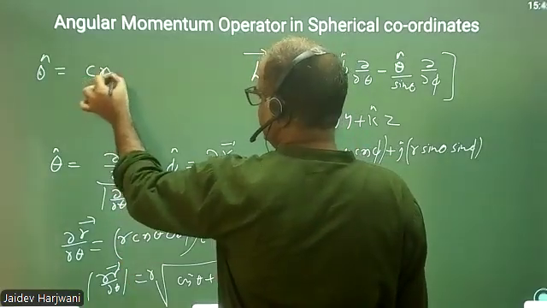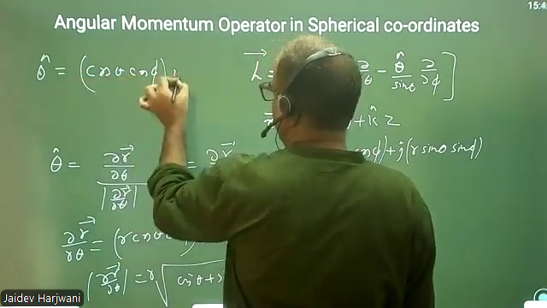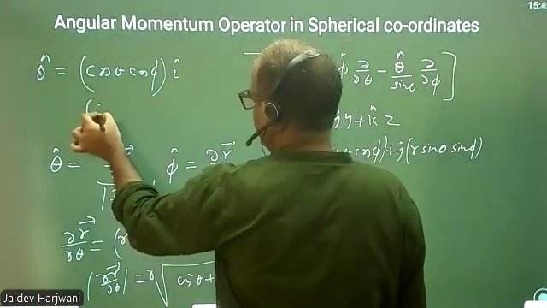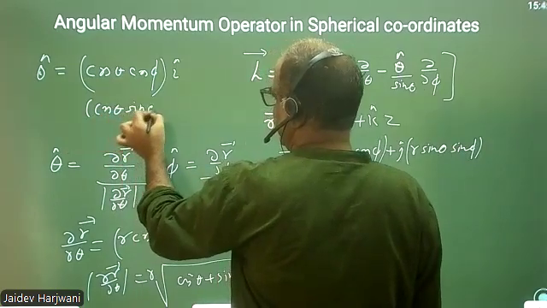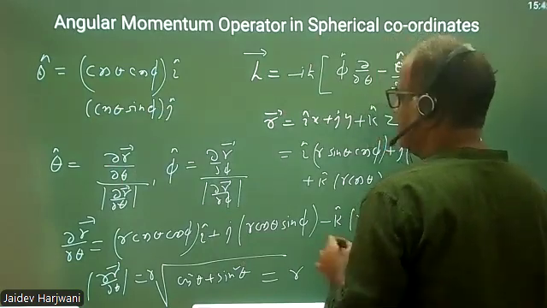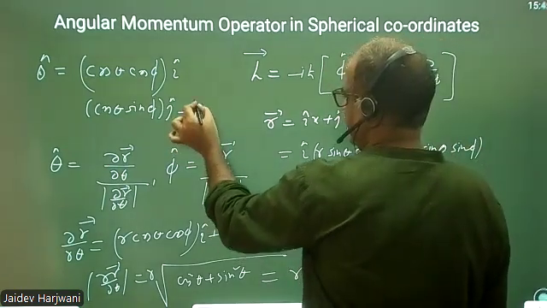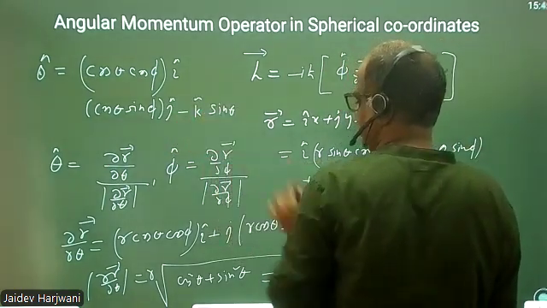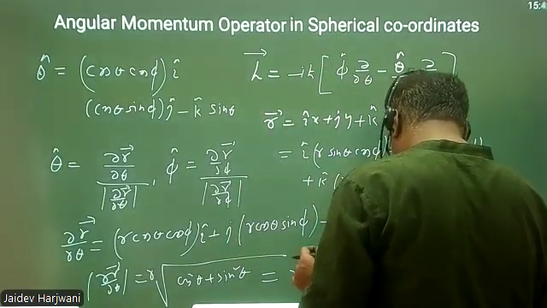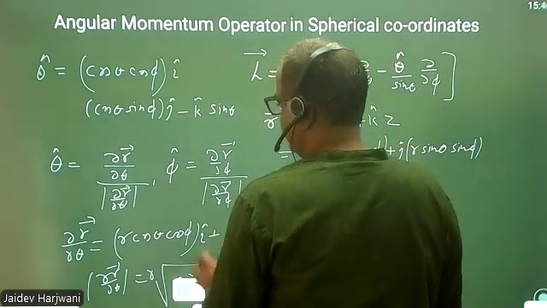So you have cos theta cos phi i cap, and then r cancels. You have cos theta sin phi j cap, and finally you have k, r cancels, you have k sine of theta. So this is my theta cap: cos theta cos phi, cos theta sin phi, and minus sin theta. So it's correct.